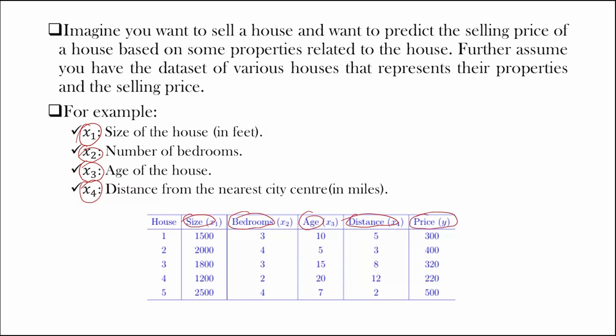the selling price, that is the price at which it was sold. So assume that house one had a size of 1500 square feet. It had 3 bedrooms. It was built 10 years ago and it is 5 miles away from the city center. So assume that it was sold at say $300,000 maybe. So this is our data set. Similarly, we have the data of 4 other houses.